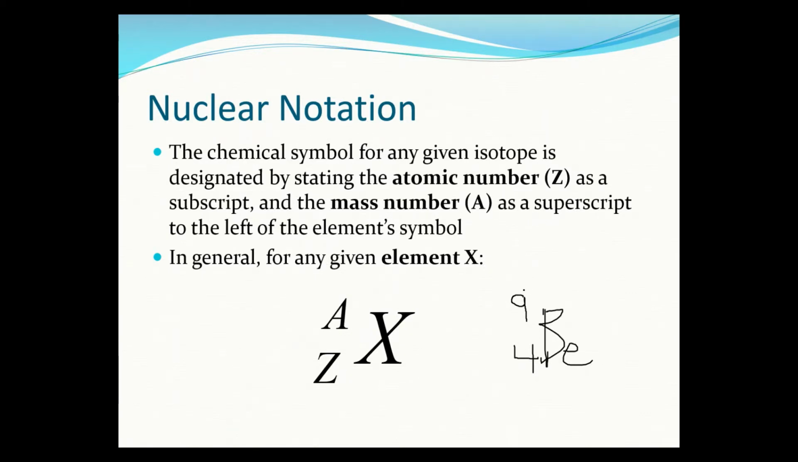The way that I remember that the top number is the mass number is it's kind of set up like elementary subtraction. If we ever wanted to find the neutrons, all we would have to do is go 9 minus 4, and we'd find that it had 5 neutrons.